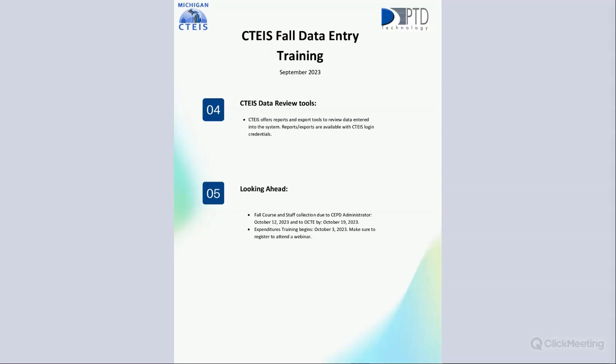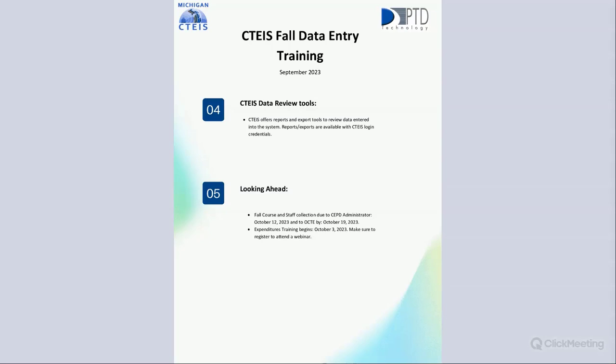And then the last thing is just to remind you, looking ahead, your fall course and staff collection is due to your CPIT administrator, again, October 12th, and to OCTE by October 19th. So you want to get working on your fall data as soon as possible if you haven't done so already, so that you can address all issues, if any, and get your reports in.